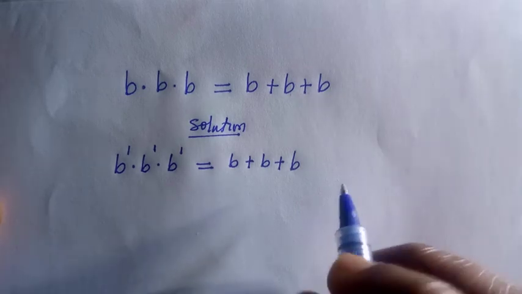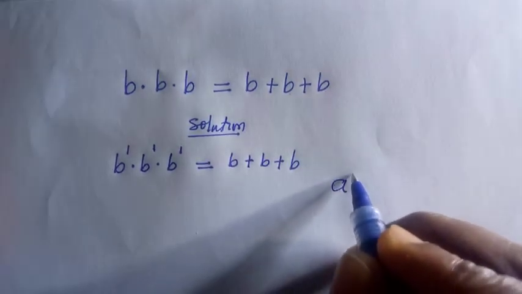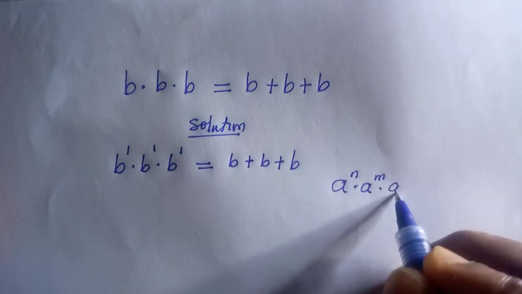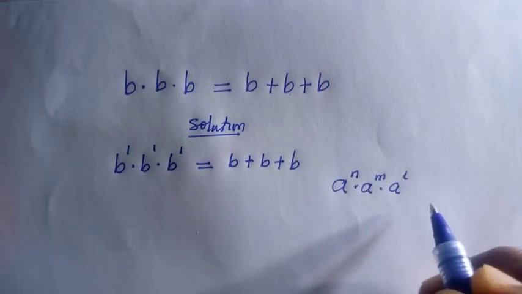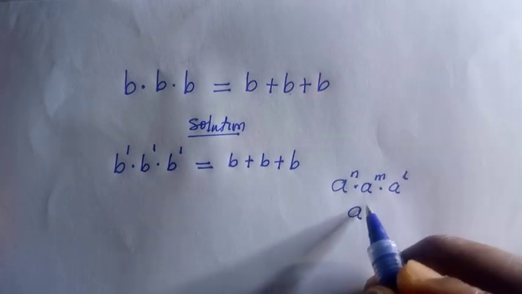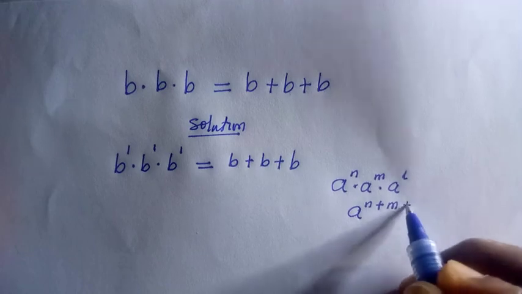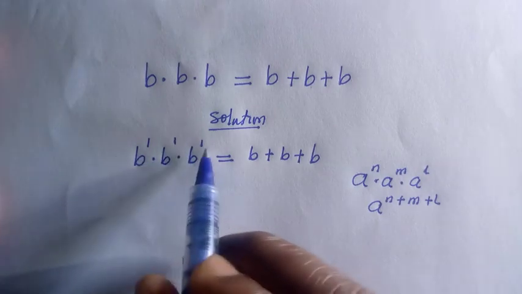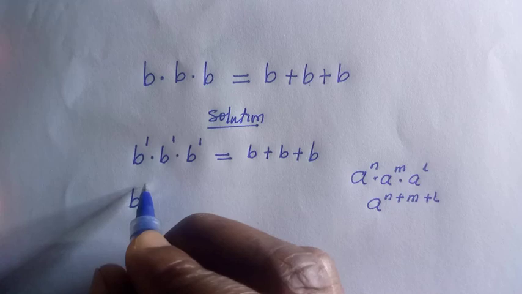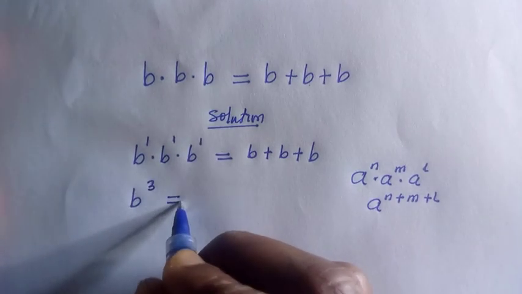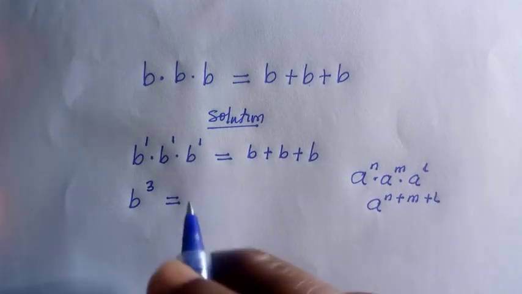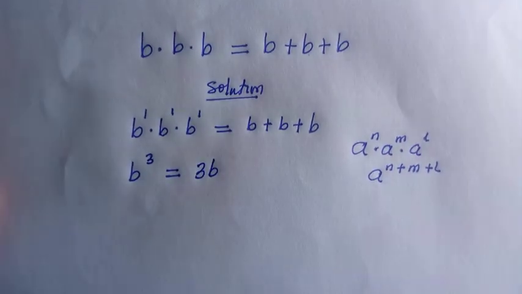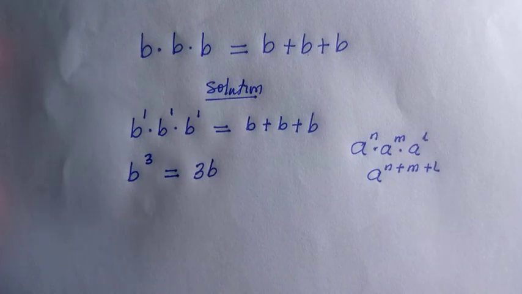So when we consider this rule that says if you have a to the power of n multiplied by a to the power of m multiplied by a to the power of n, we have this as a raised to the power of n plus m plus n. Then by adding b, 1 plus 1 plus 1, we are going to write it as b to the power of 3 equals b plus b plus b. That gives us 3b.